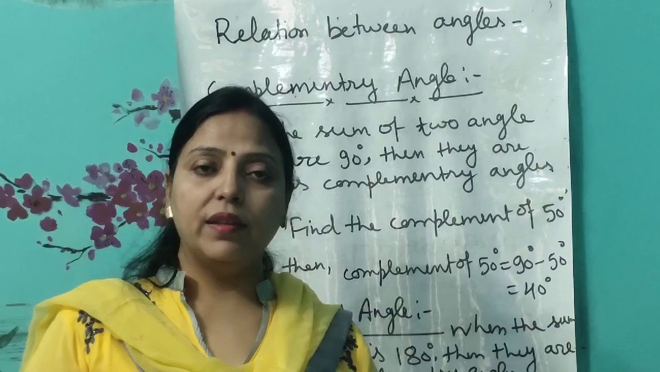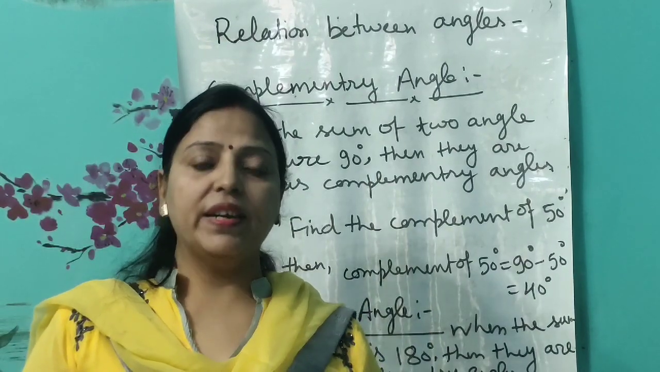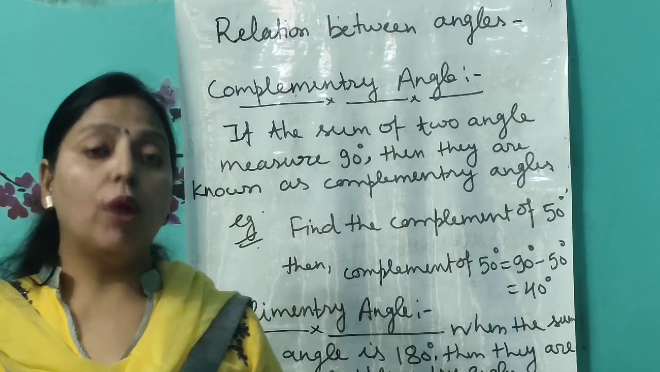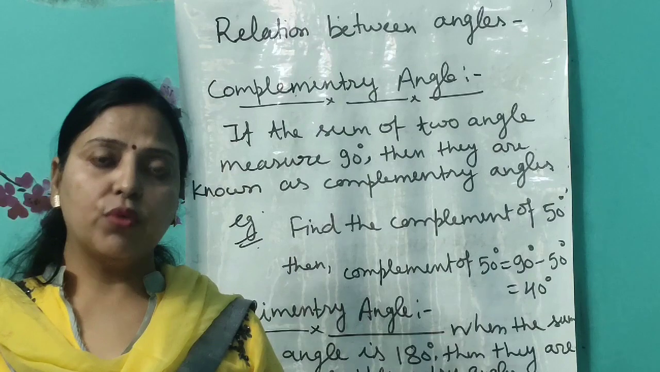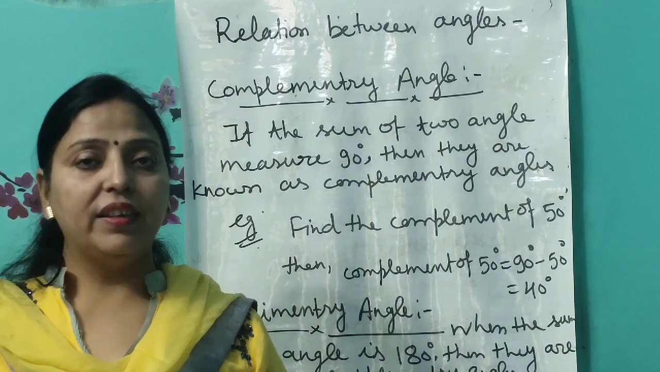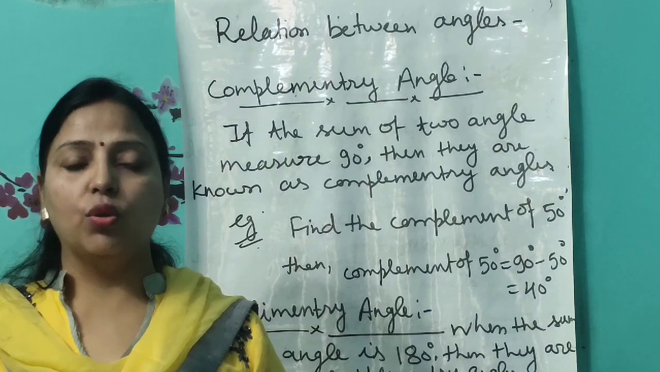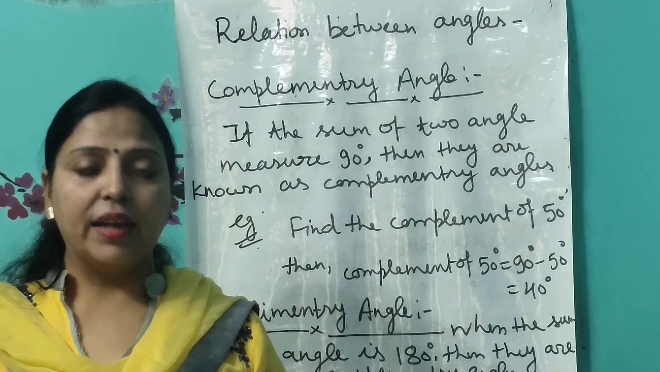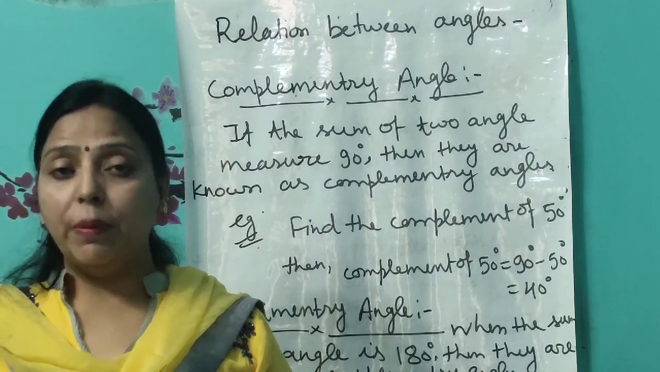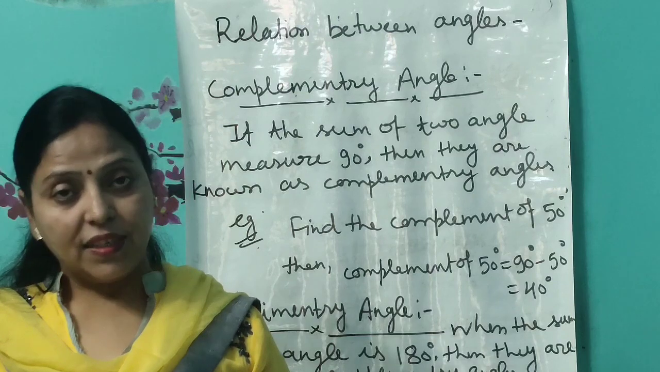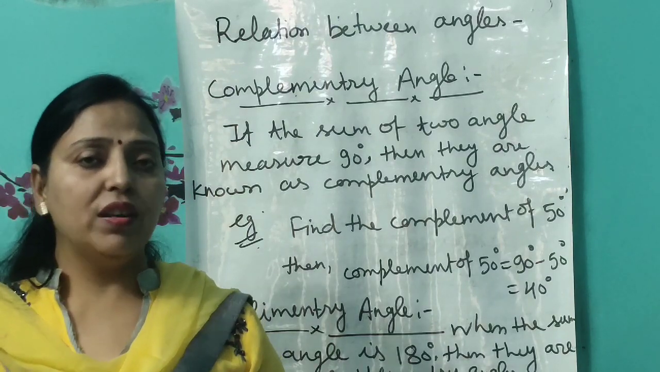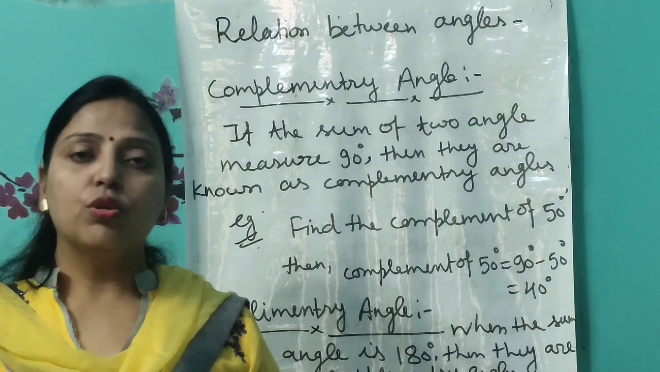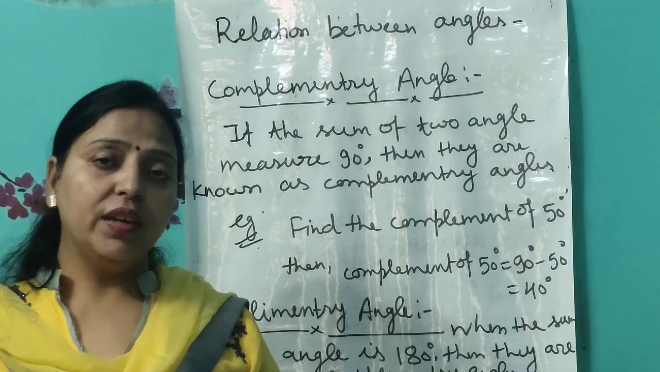Relation between the angles. In that, we will discuss the complementary angle and the supplementary angle. So what is the meaning of complementary angle? When the sum of two angles is equal to 90 degrees, then those two angles are known as complements of each other. For example, if one angle is 30 degrees and you want to find its complement, 30 plus 60 is 90 degrees, so you subtract 30 degrees from 90. That gives you the complement of 30 degrees, so the complement of 30 will be 60 degrees.